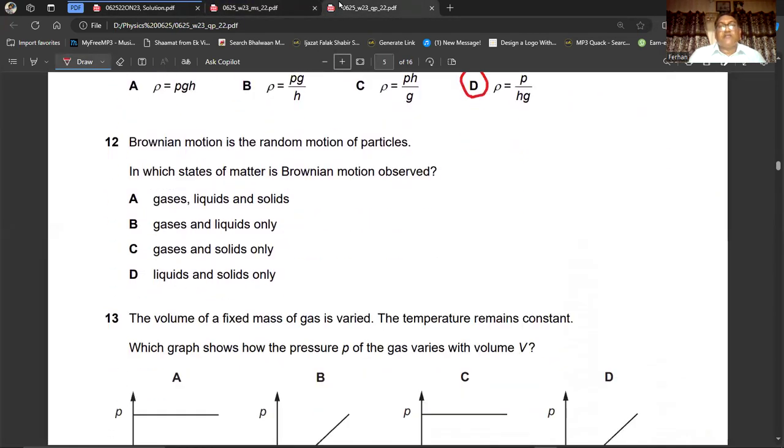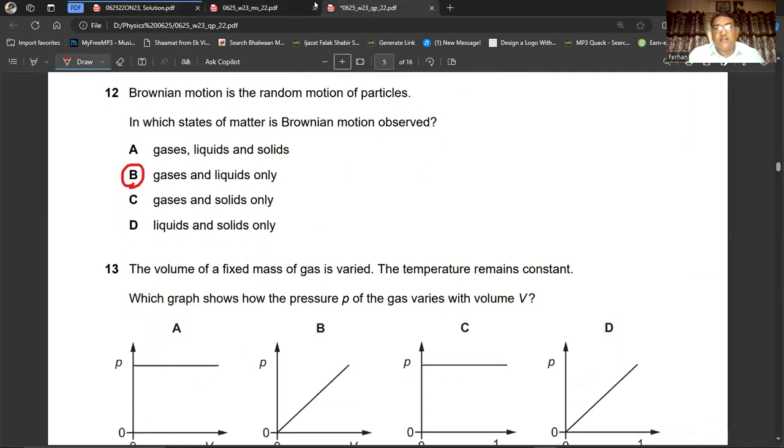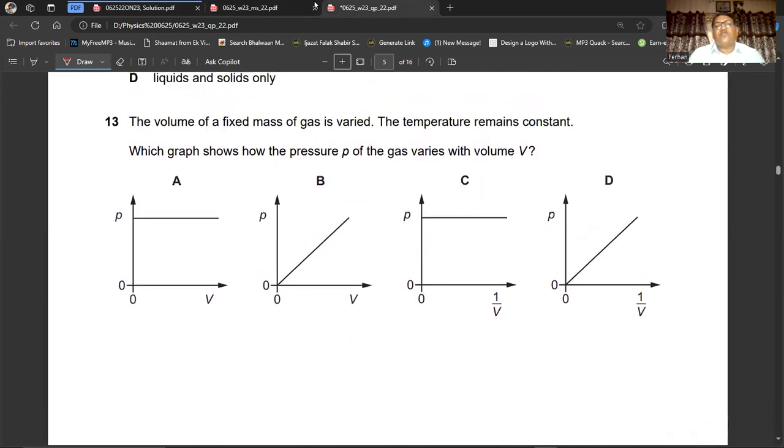Then we have question number 12. Brownian motion is the random motion of particles. In which states of matter is Brownian motion observed? Brownian motion is observed in the liquid and the gaseous state. So, yeah, B is the right option, sir. Gases and liquid only. Question number 12, B is the option. That's right.